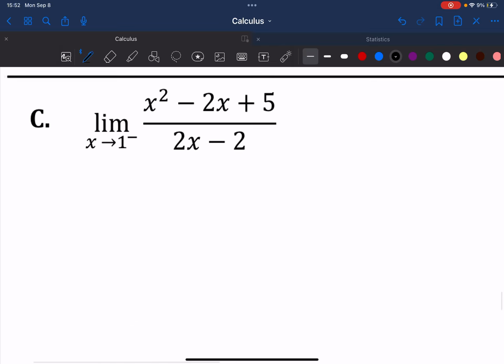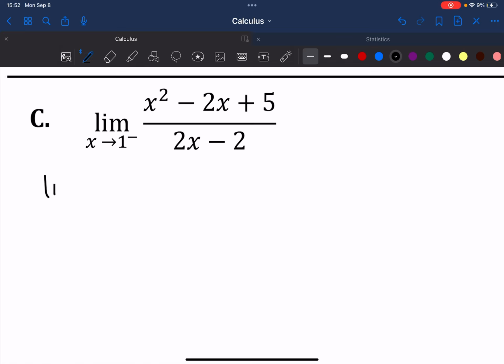Part C. Again, my first step is always to see if I can factor. Looking at the numerator, I'm not able to find two numbers that multiply to 5 but add to negative 2, so it's not factorable.